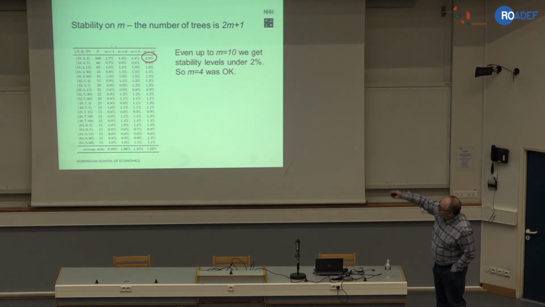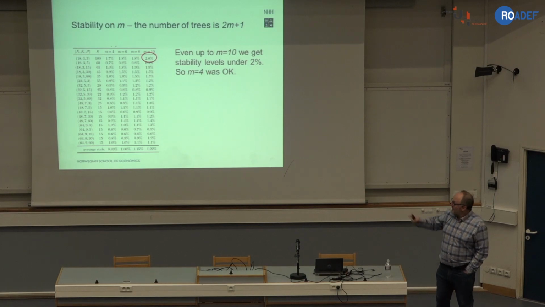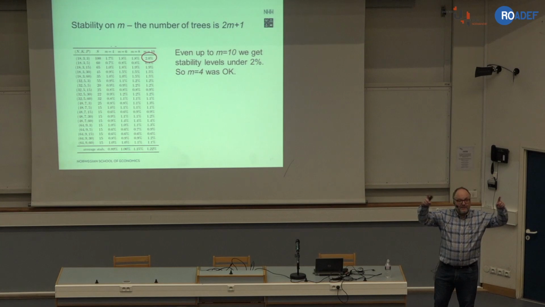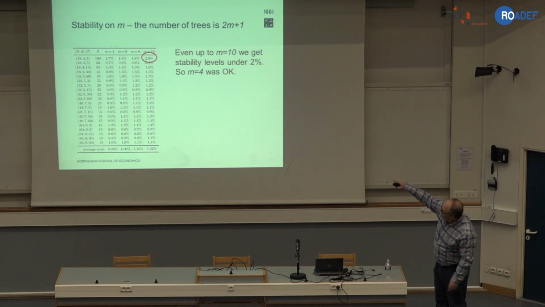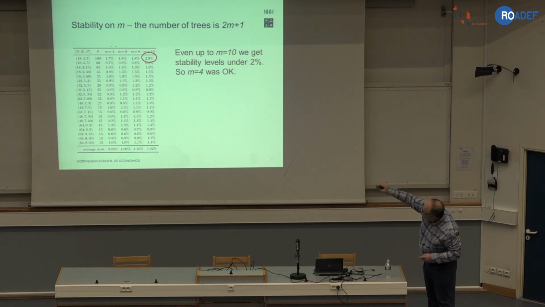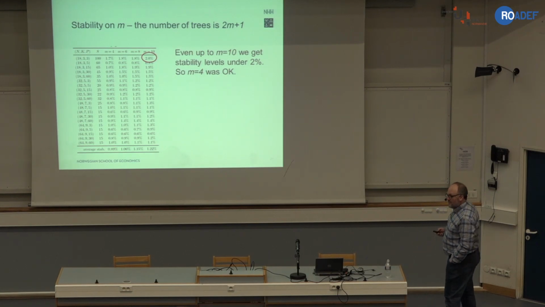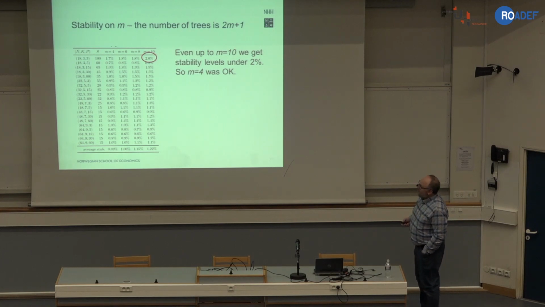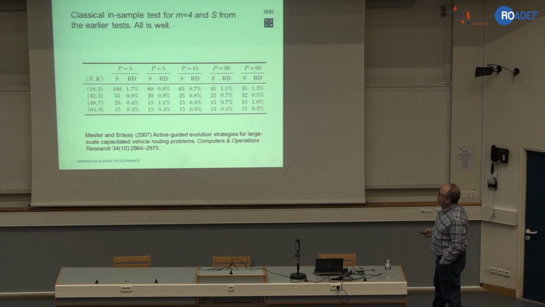Here I've gone up to m equals 10, so that's 21 trees, and I'm still below 2%. So this is quite stable. Now, this relative difference is bound to increase when I increase the number of scenario trees, right? Because I do the max. But even with 21 scenario trees, I still have a fairly small number. So I'm happy with it. Of course, I'm a heuristic person in my mind. So I think that's okay.